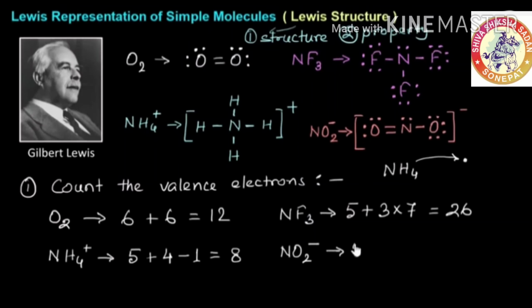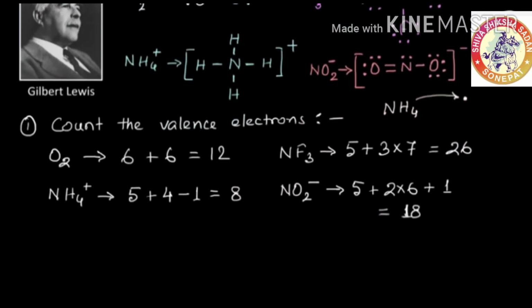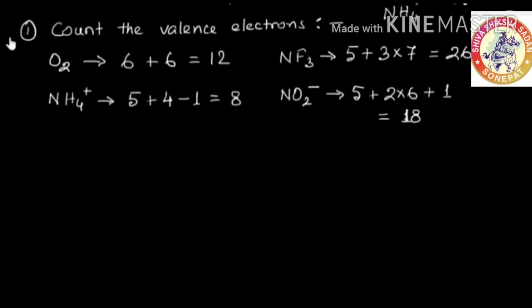8. The last molecule is NO2 negative ion. In this, 5 is the number of valence electrons in nitrogen, 6 is the number of valence electrons in oxygen, and 2 is the number of oxygen atoms. This ion has 1 unit negative charge, so here we add 1 electron. By adding all these, we get 18. It means this ion contains 18 valence electrons. This is the first rule to draw a Lewis structure.